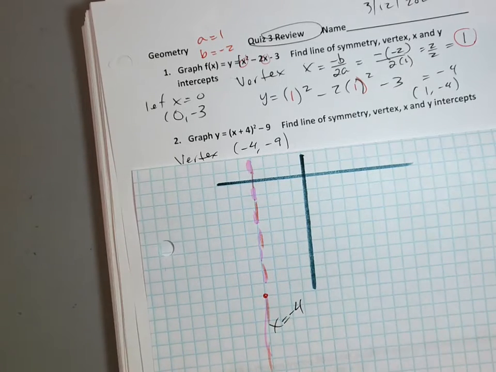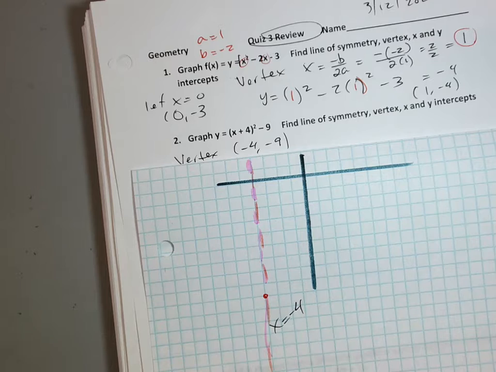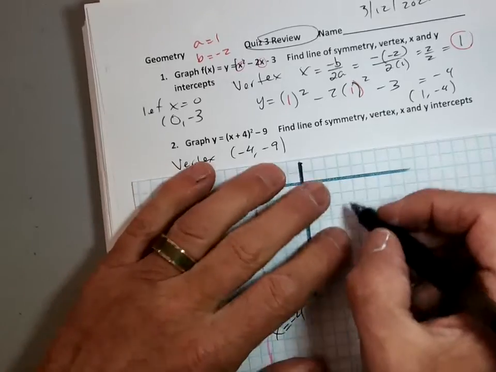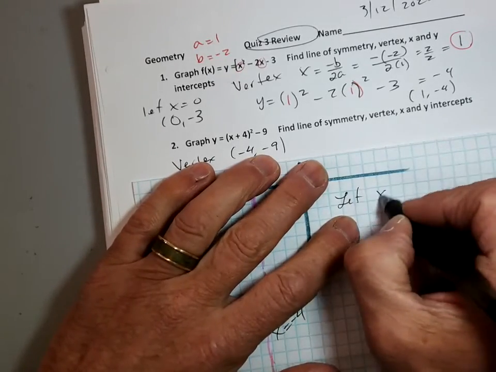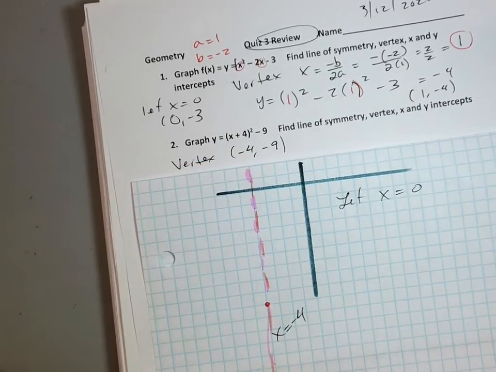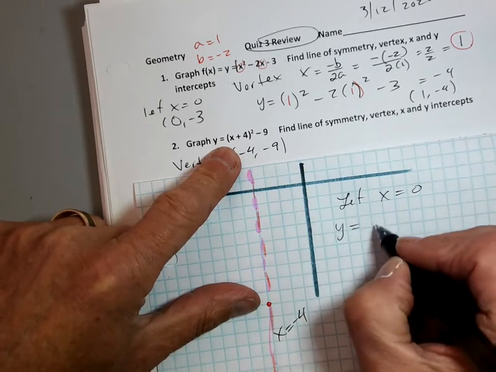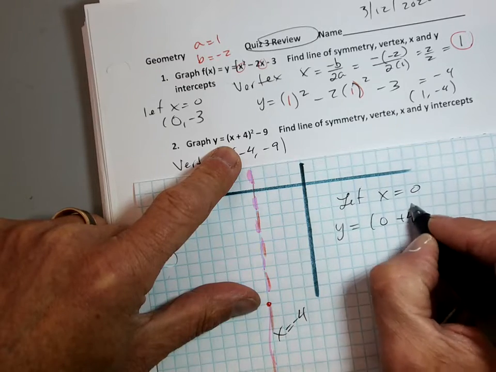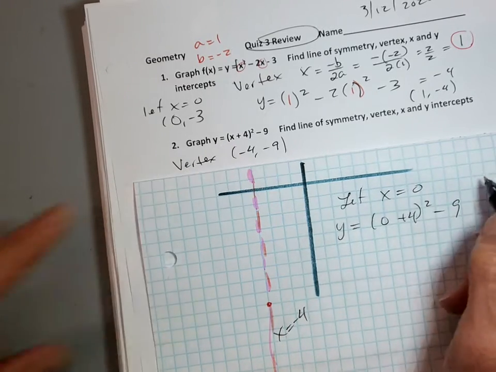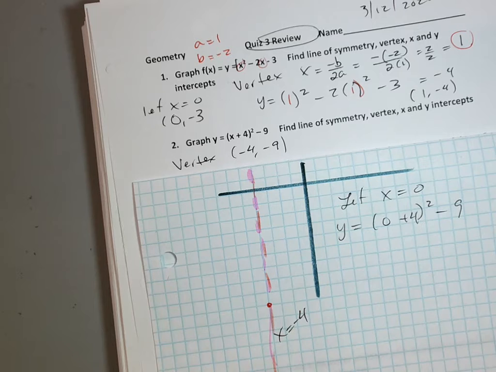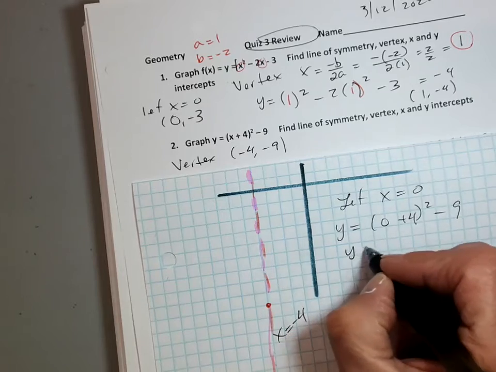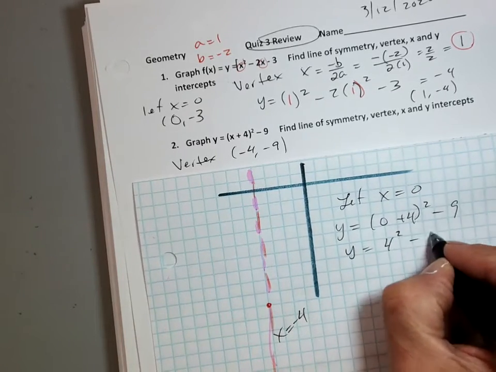Okay, so I've got my vertex. I have my line of symmetry. Now, to get the y and x intercepts, we're going to have to do a little bit of different math. But we can do that. So let's let x equal 0. So I'll use my equation, and I'll go y equals 0 plus 4 squared minus 9. So if I want to find a y-intercept, I let x equal 0. Okay, I can just do some math here. That's really 4 squared minus 9.